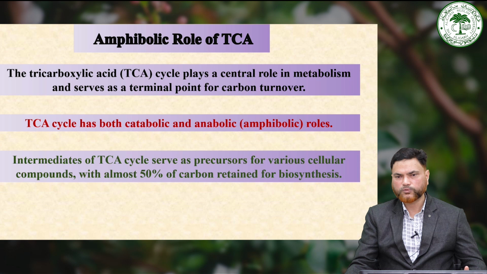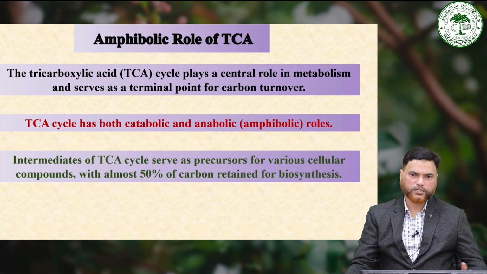Then another intermediate, succinyl coenzyme A of the TCA cycle, serves as a source of carbon for porphyrin-containing molecules. Then another intermediate, glutamate, serves as a precursor for various nitrogenous compounds including the amino acids. Then succinyl coenzyme A and oxaloacetate serve as precursors for various amino acids and other compounds.